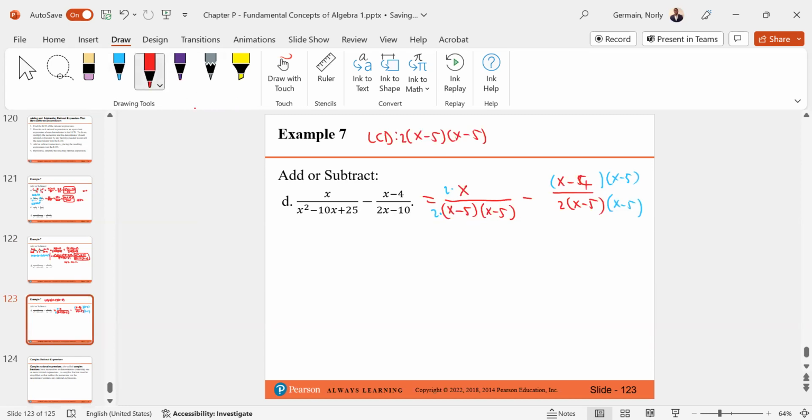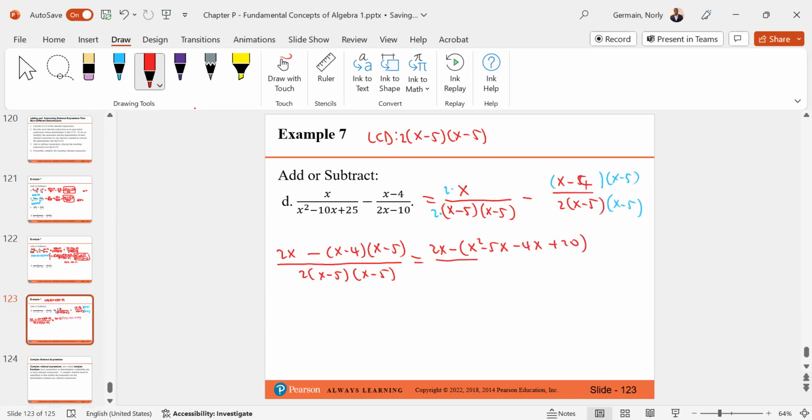Now, the first term is 2x minus x minus 4 times x minus 5, over the whole thing, 2 times x minus 5, x minus 5. Let's try it. We have our 2x minus, and that negative must be distributed to everything. I'm going to keep it now. x times x, x squared, minus 5x, minus 4x, plus 20.